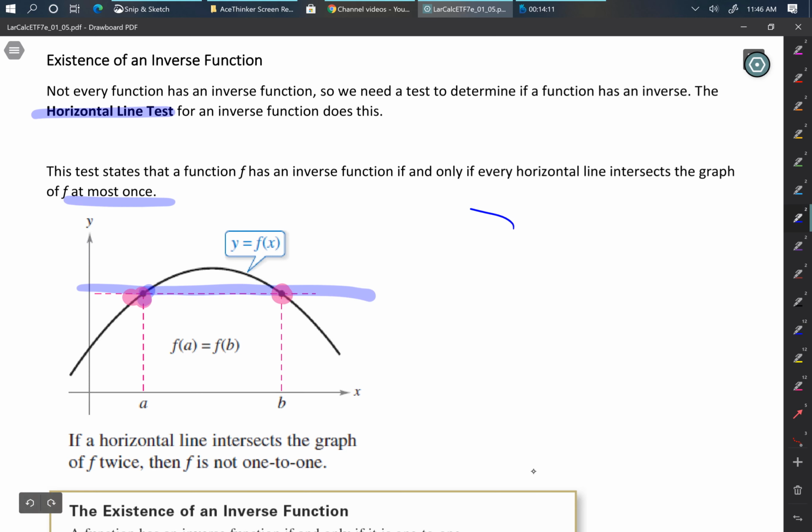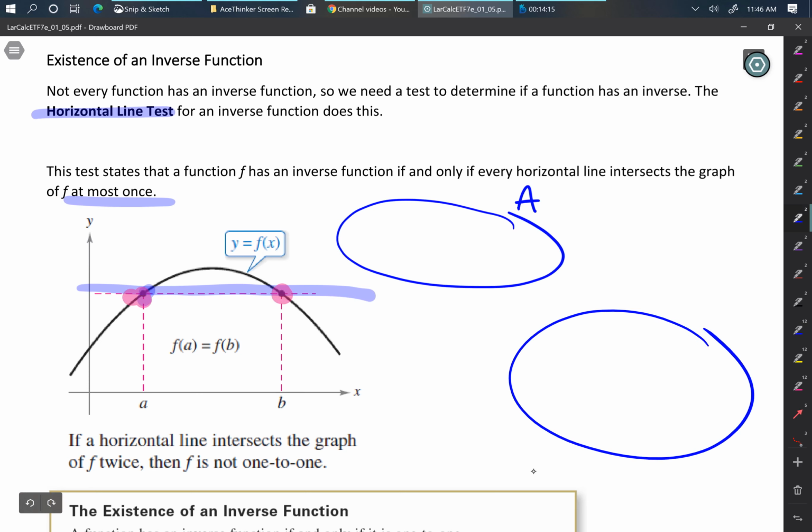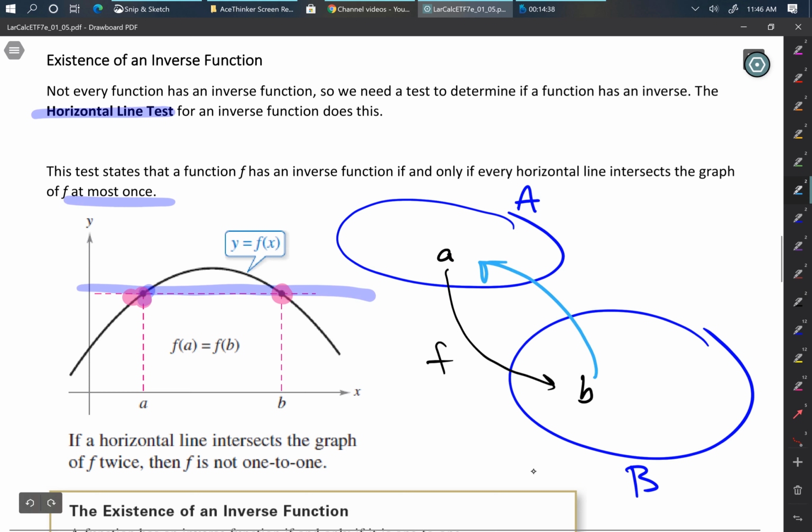Well, if I go back to my drawing from earlier, remember the A and the B, and the idea that you could have an inverse if little a got sent to B. It was like this, right? This was the F. And then the inverse would take B back to A.